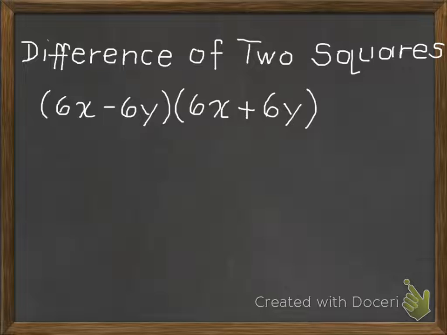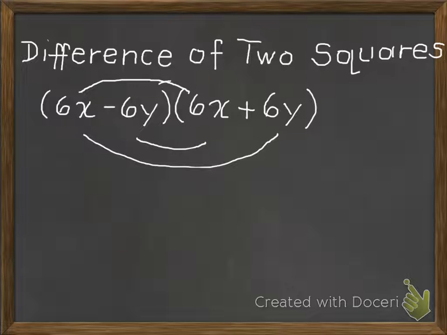So, this is a question in one of your assignments, and they asked you here to FOIL this, to multiply it. And before we know what the trick is to multiply this special product, we can simply FOIL it. FOIL means multiply the first term times the first term here, the outer terms by the outer terms, the inner terms by the inner terms, and the last terms by the last terms. So let's do that. 6x times 6x is 36x squared.